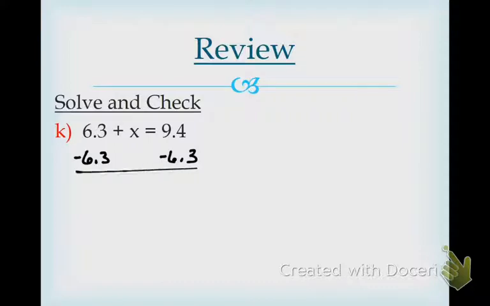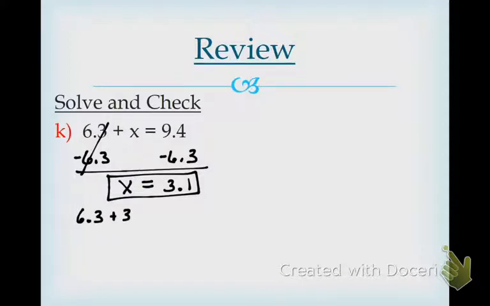Both sides. This cancels out. I'm left with x. What does x equal? 3.1. You check it. 6.3 plus 3.1 equals 9.4. And 9.4 equals 9.4. Check. That is correct. Okay? Please make sure you're reviewing and studying for this stuff. That is what you need to know from our lesson today.